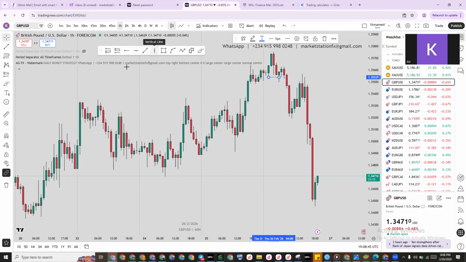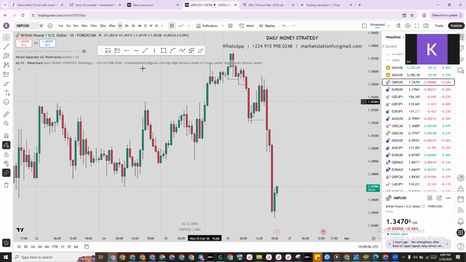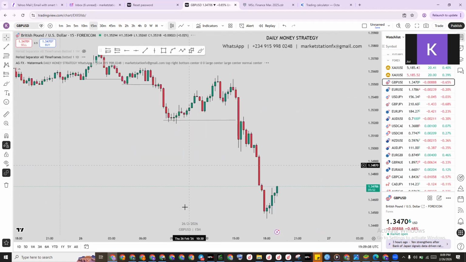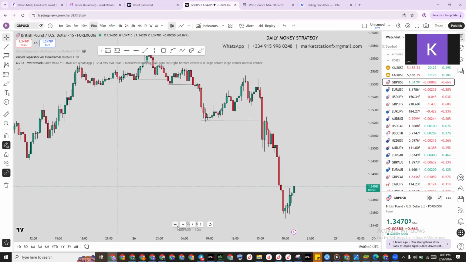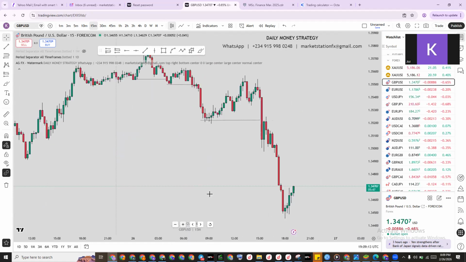Let me be on drawing mode. There's a break of structure here, there's a break of structure here, and there's a break of structure here to the downside. So how many ranges do you have in this daily candle? You have 1, 2, 3, right? If you go to a lower time frame, say M15, you are going to see more ranges, right? Is that taken?